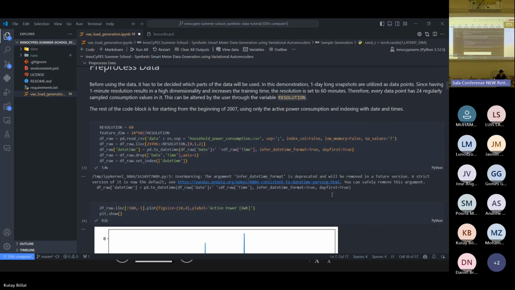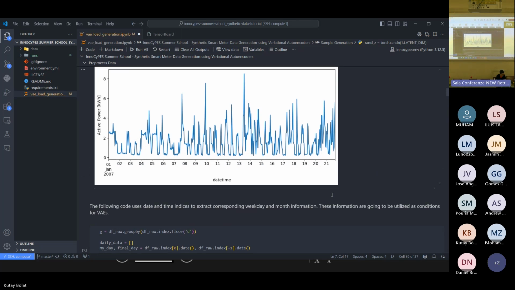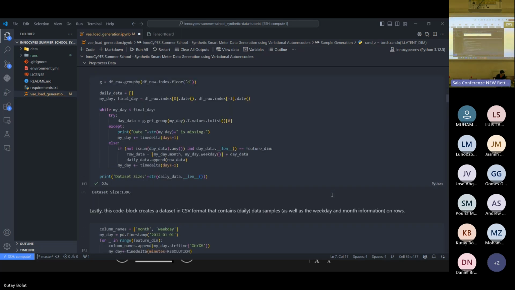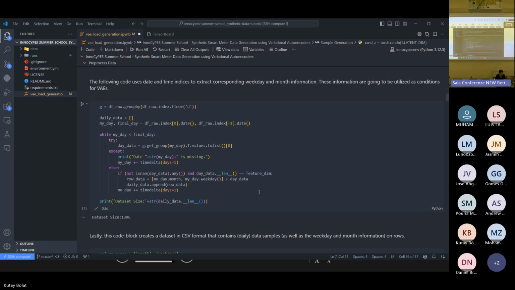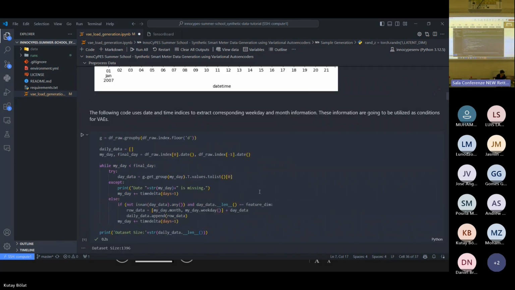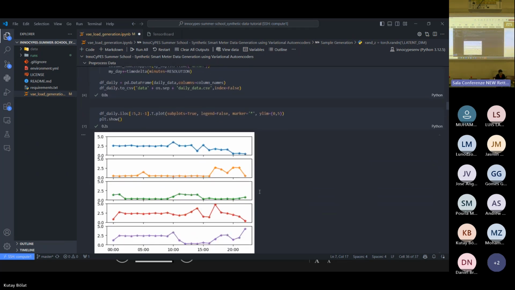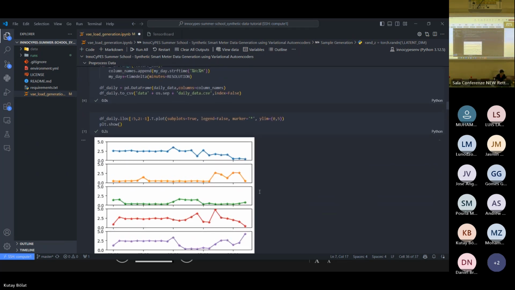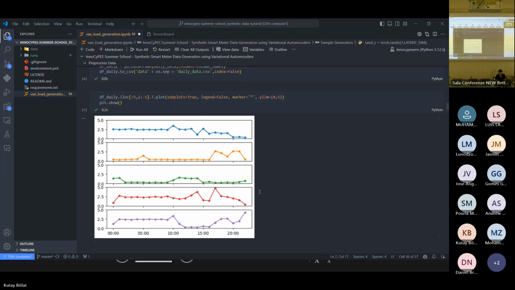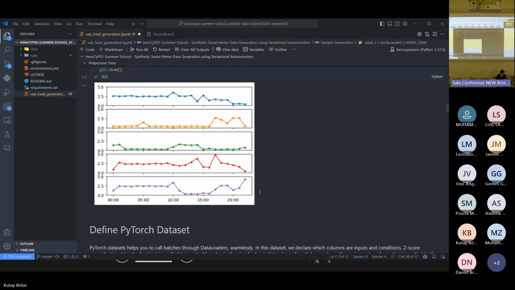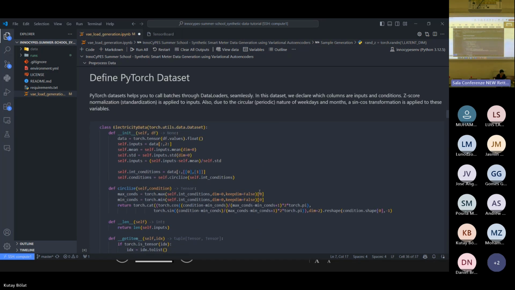No, sorry. First, we set the resolution. It's not that important. We end up with this kind of data, and we get the months and weekdays here. And we end up with profiles, right? Are there any questions up to this point from the data preparation part? I think it should be pretty obvious. Then we define a PyTorch dataset.